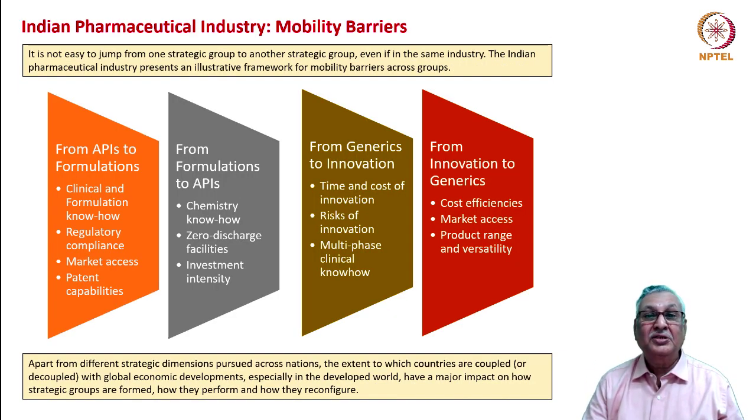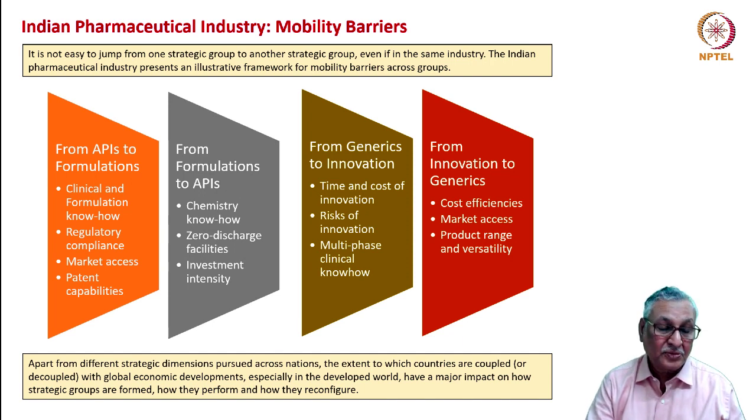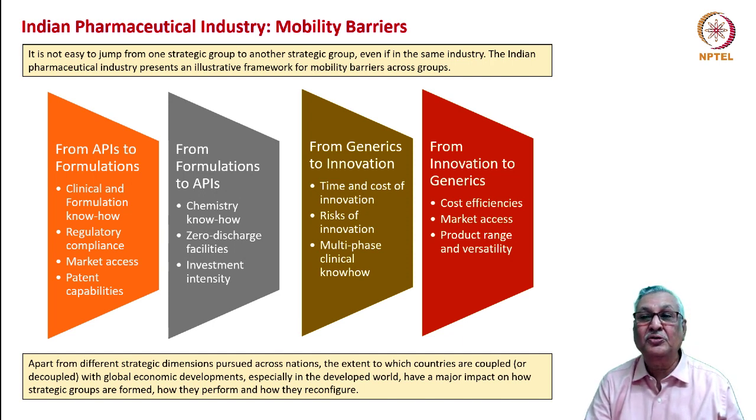The mobility barriers exist when the company wants to move from one strategic group to another strategic group in the Indian pharmaceutical industry. It is not easy to jump from one strategic group to another, even if the industry is common. The example of Indian pharmaceutical industry which I have presented here illustrates that purpose. If you want to move from the API strategic group to the dosage form strategic group, you require clinical and formulation know-how.